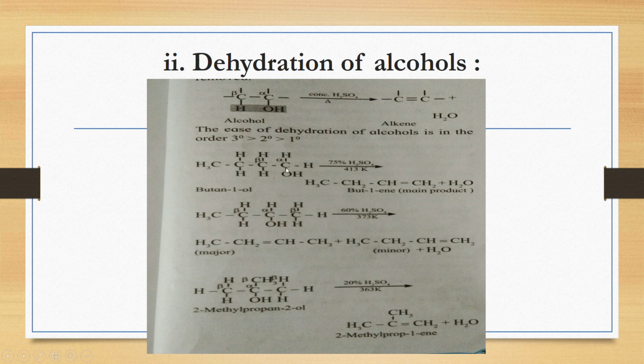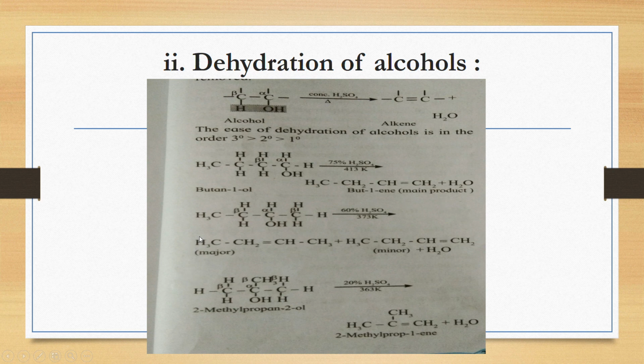Alpha carbon will give out OH, the adjacent beta carbon will give out hydrogen, and thus water will get formed as the product. Then a double bond will get formed between alpha and beta carbon. Thus the product formed is but-1-ene, that will be the main or major product.